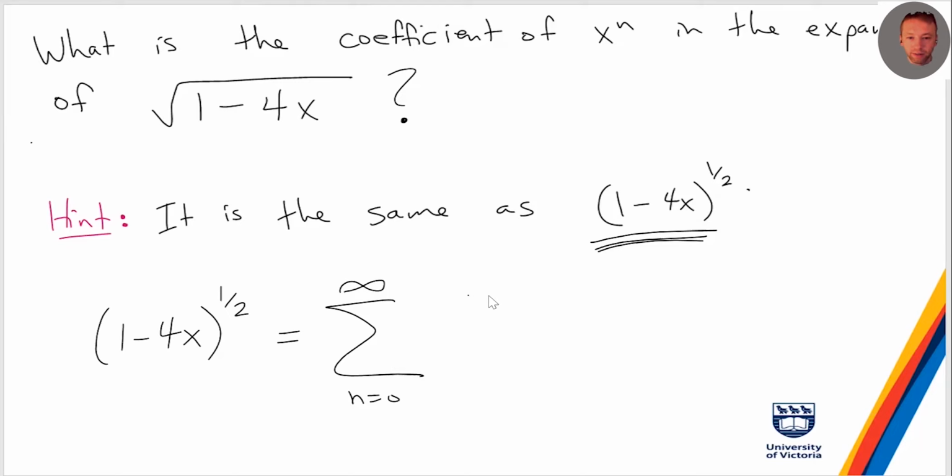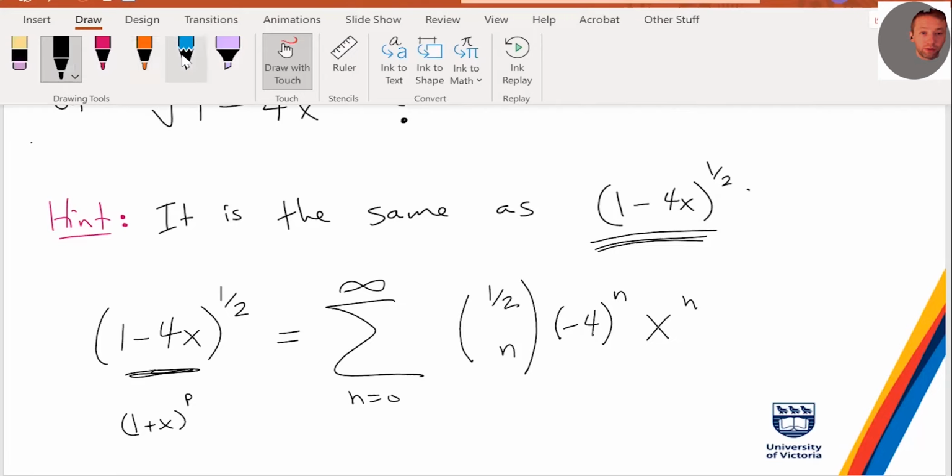So this is going to be 1/2 choose n, where this had a specific definition, which we'll come back to. Newton's binomial theorem was for 1 plus x to the p. I've got a minus 4x here. If you do the substitution, you get a minus 4 to the n, x to the n. So the coefficient I'm looking for is this, right?